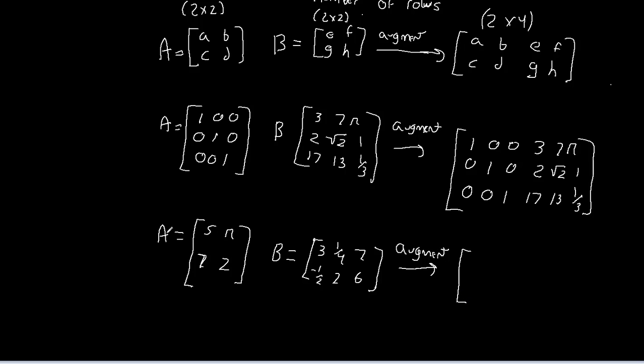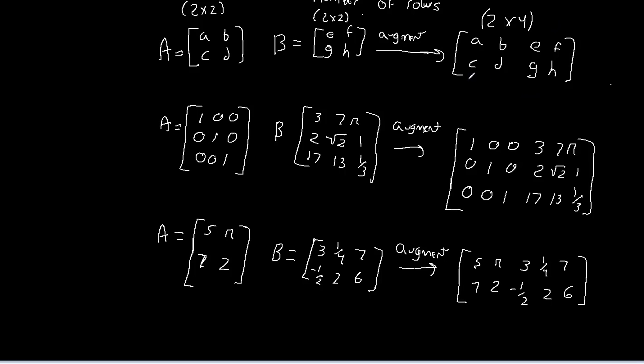again, we take A, which is 5, pi, 7, 2. I'm just taking the elements from A and putting them over here. And then B is 3, 1/4, 7, negative a half, 2, and 6. So hopefully that makes sense. Again, augmenting is just the process of taking one matrix and shoving it onto another to create a new matrix that is a combination of both.